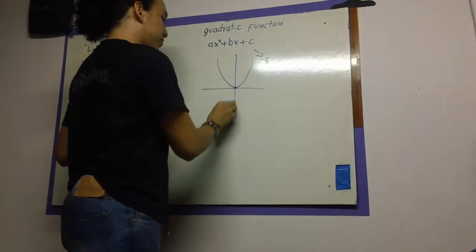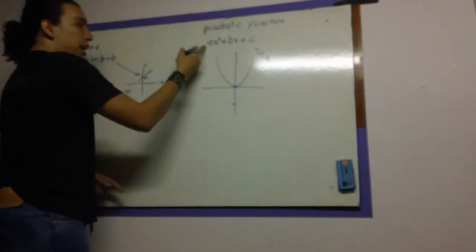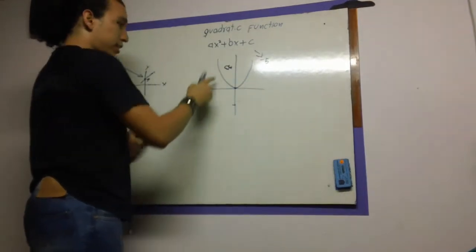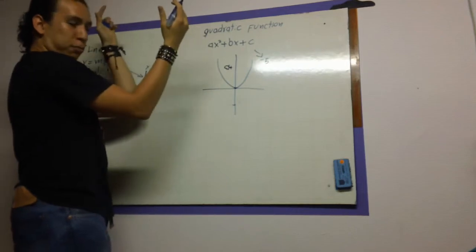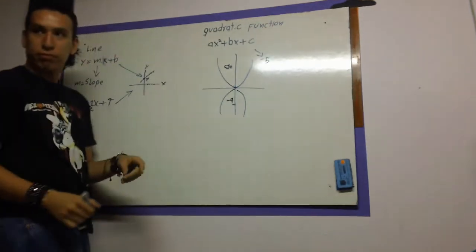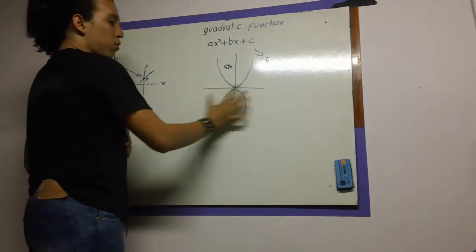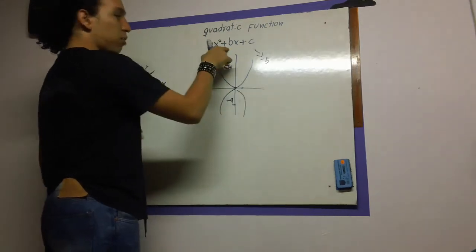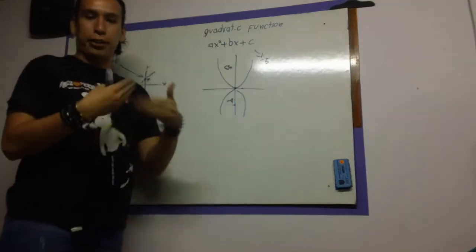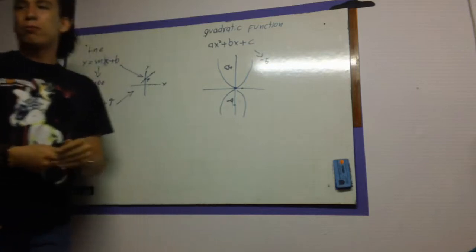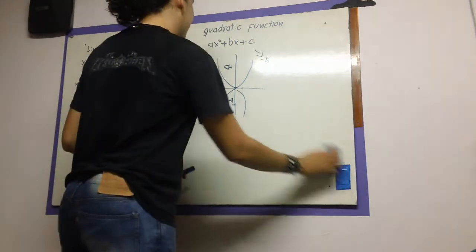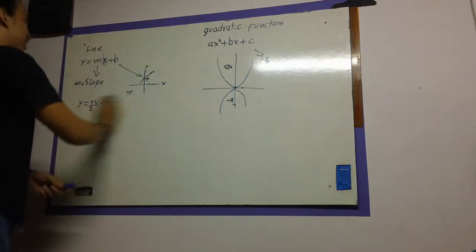For the other side, if you have a positive a, this thing is going to open upward. But if you have a negative a, it's going to open this side. And it can be moved from the x-axis depending on the value of b. As you go doing exercises, you're going to learn how it works, how it moves. Comportamiento, behavior. Okay, this one, check.